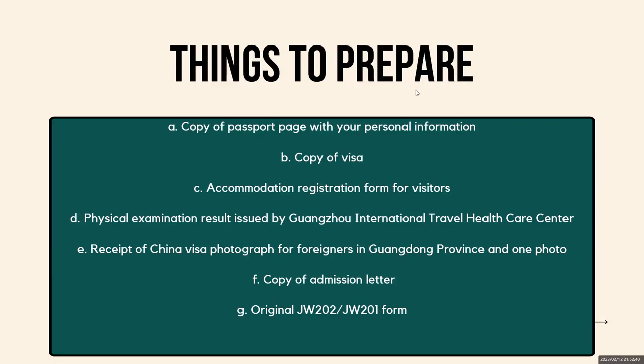Okay, so let's continue here. First of all, you need a copy of your passport page, as I mentioned before, and a copy of your visa, which is important. Of course, you need a photocopy, and it's better to be in color, not in black and white. And the accommodation registration form for visitors, which is like approval from the police where you live. We will also mention it later here.